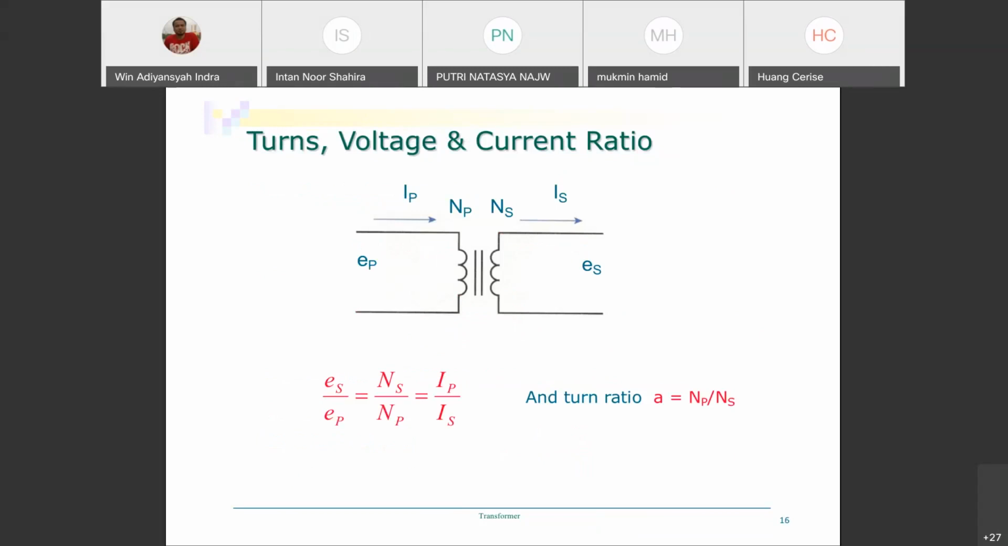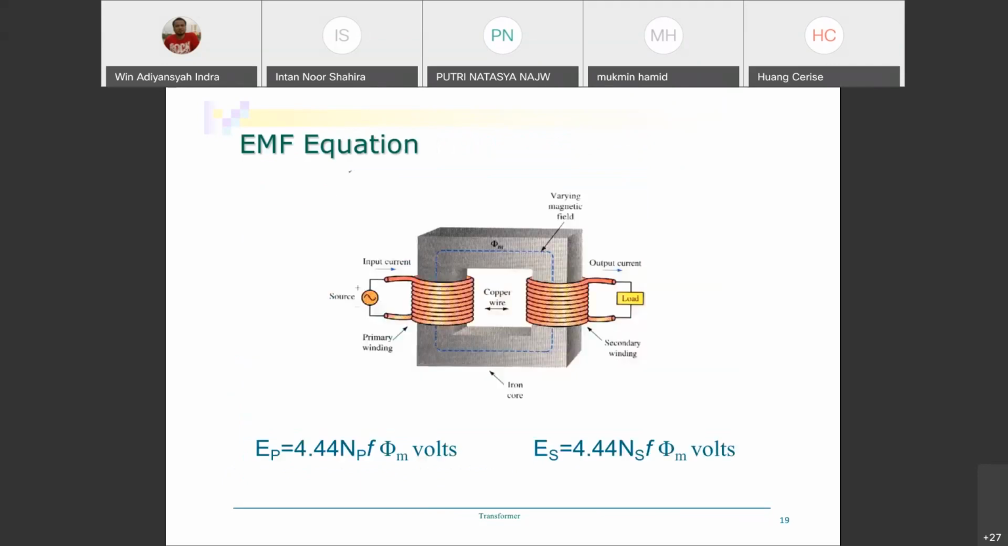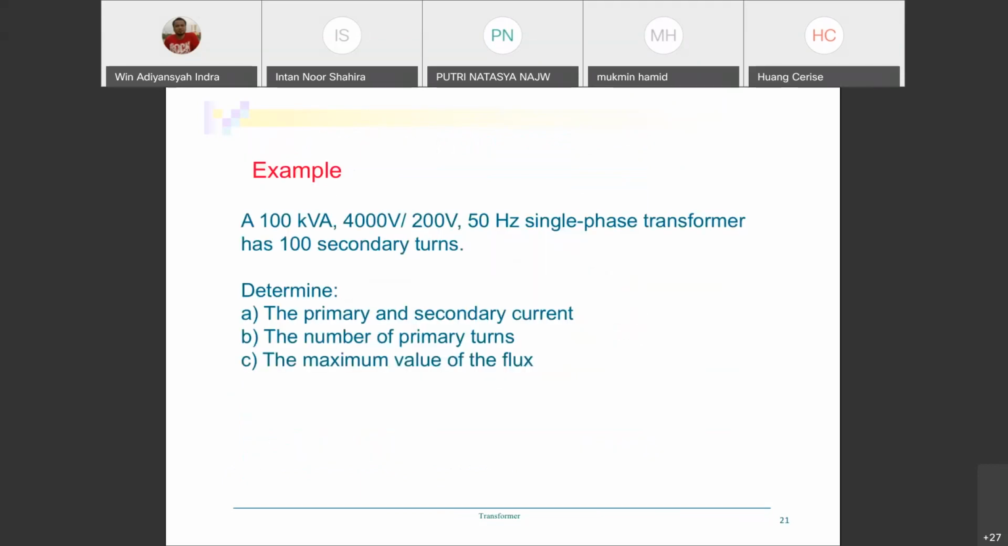This one is the basic formula for transformer. E equals V, voltage. ES secondary, EP primary, and N number of turns of the winding, of secondary over primary, equal to I, current of primary, divided by secondary. Okay, you can go through this.